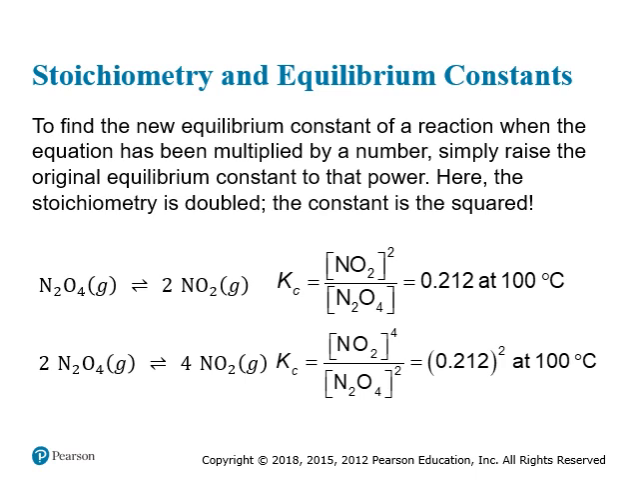But the stoichiometry changing suggests that our K sub C value will change as well. In this instance, since the stoichiometry is essentially doubled, then the equilibrium constant will be squared.